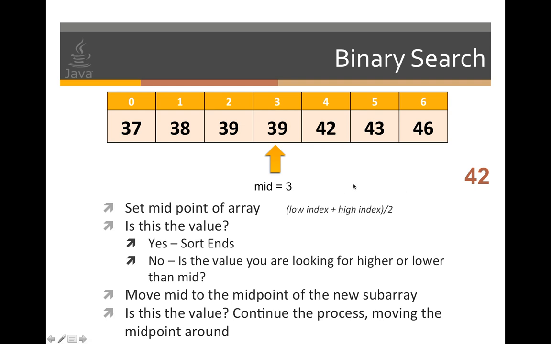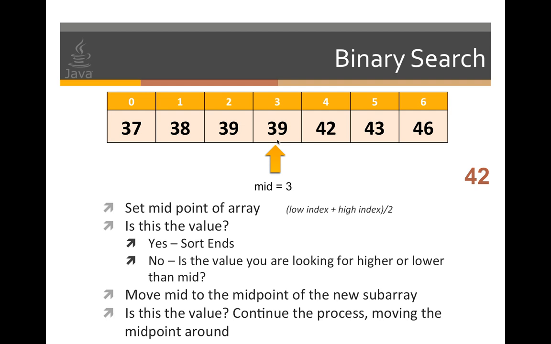Then we ask the question, is this the value? Is the pointer at the value we're looking for? In this case, no, it's not. If it was, great, the search would be done. If it's not, the question really becomes, is the search term that we're looking for higher or lower than the midpoint?